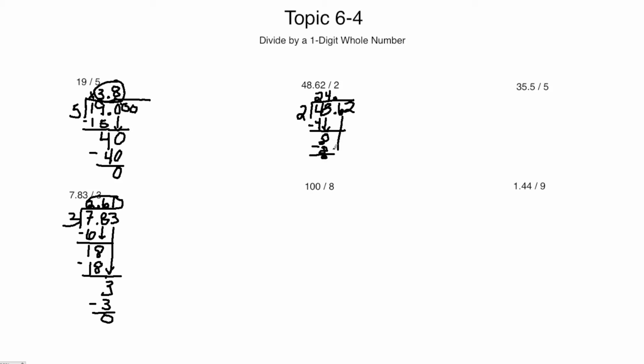Sorry, that was sloppy. Bring down the 6. 2 goes into 6 3 whole times. 3 times 2 is 6. 6 minus 6 is 0. So bring down the 2. 2 goes into 2 once. 1 times 2 is 2. And it terminates. So the new quotient is 24 and 31 hundredths. Did you get that? Great job.